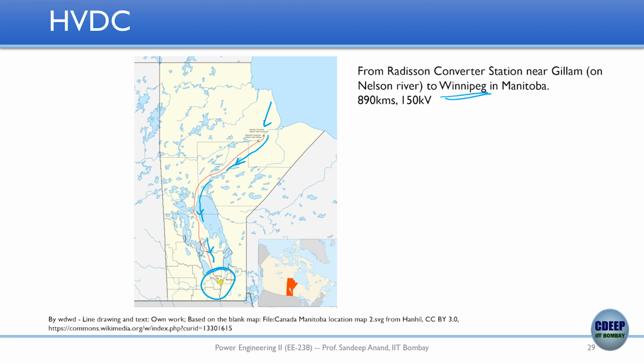Lots of people live here, not many people live here, right? The population densities are certainly different. So there is a source of power, but you actually need the power here. So this is what you can use to transmit the power.